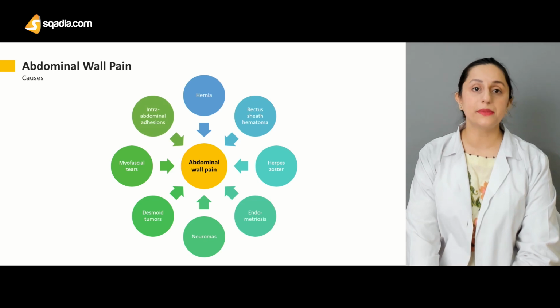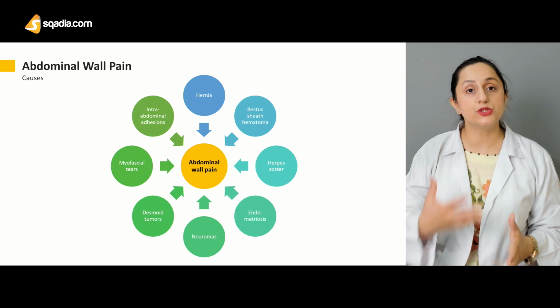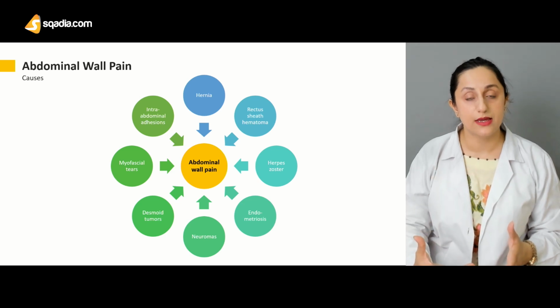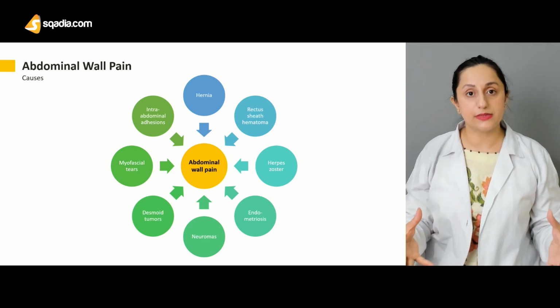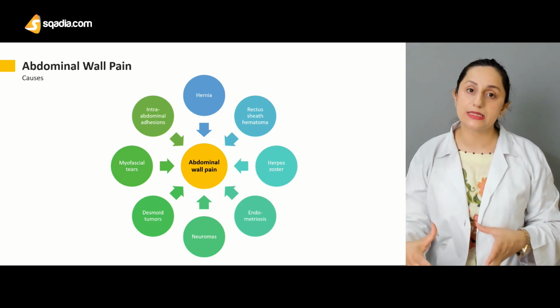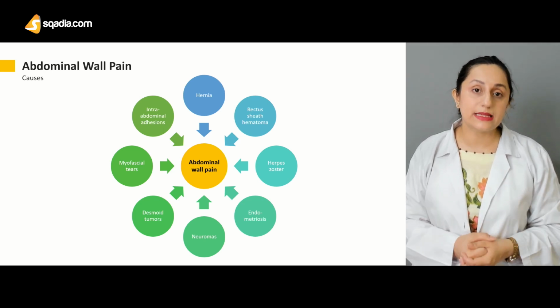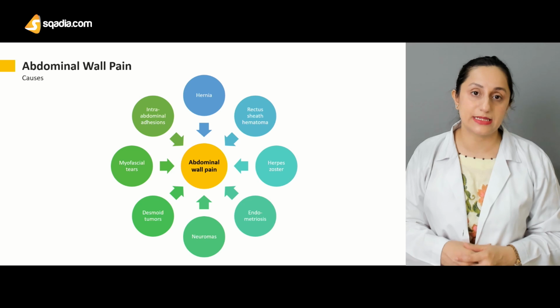The intra-abdominal adhesions, why do they occur? They usually occur due to repeated surgical procedures. When you open up the abdomen and close it down, it leads to the development of these adhesions. And the number of surgeries performed on the patient can relate to the number of adhesions that are present out there.